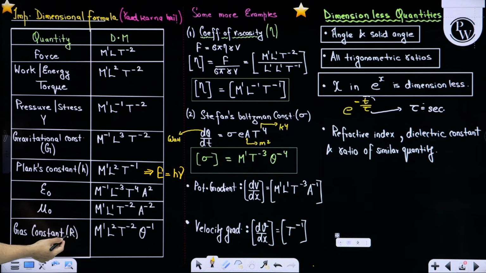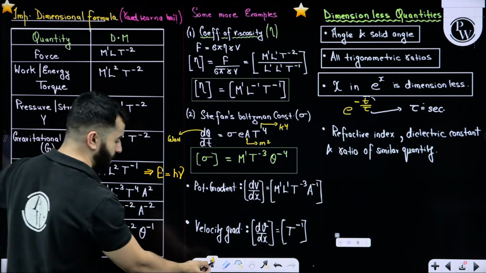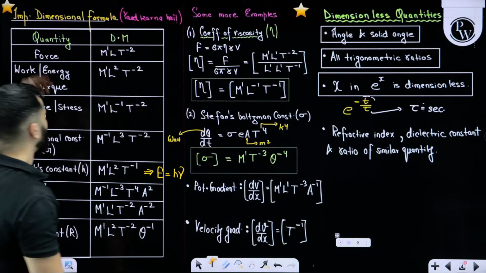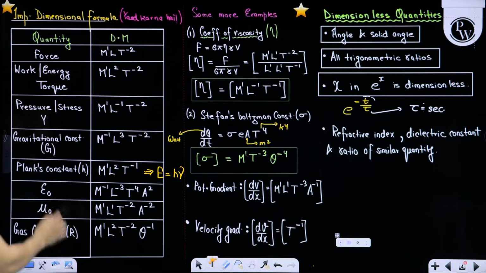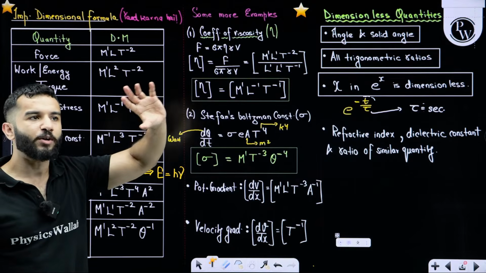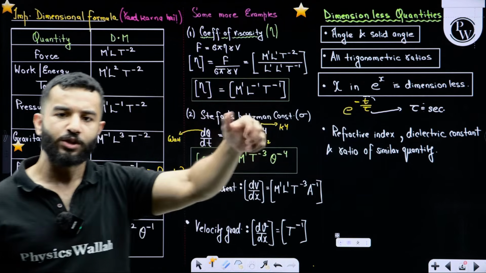Gas constant is slightly important, but if you ask me which dimensional formulas are most important, everyone will remember force, work, pressure, stress. Kindly remember it for gravitational constant, epsilon naught and mu naught. We are going to use them extensively in questions related to relationships between physical quantities. In the past few years, NTA has directly asked questions related to capital G, epsilon naught and mu naught. Clear?